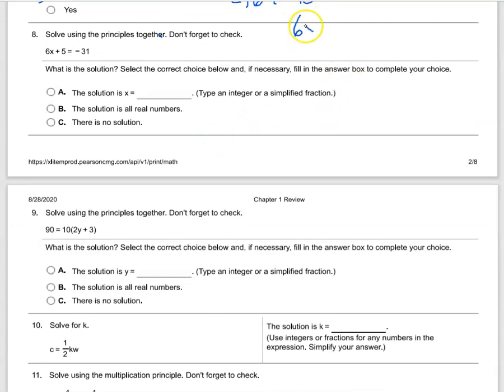Okay, we've got 6x plus 5 is equal to -31. We want to subtract 5 from both sides. -31 take away 5 is going to be -36. Divide by 6, and so x is -6.